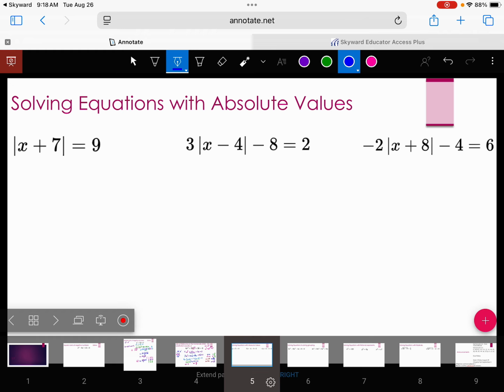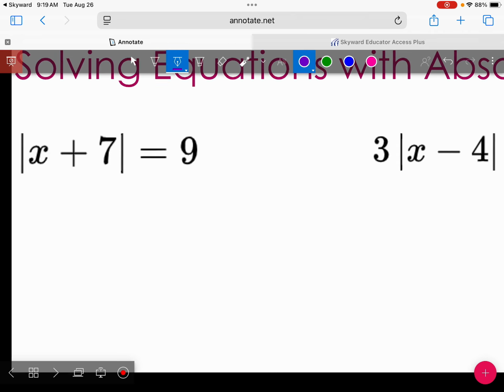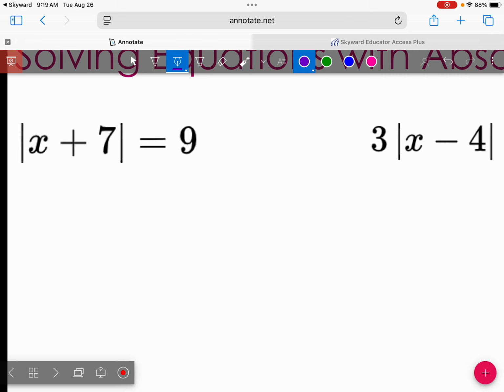So if we know that the absolute value of x plus 7 is 9, that happens. What do we know is going to happen here? What are we going to do? Yeah, we have two options here. With our absolute values, what that's telling me is my distance from 0 is 9. It is 9 steps away from 0.